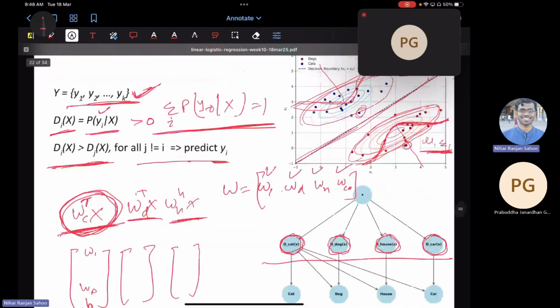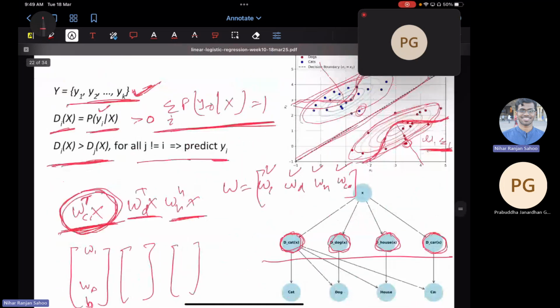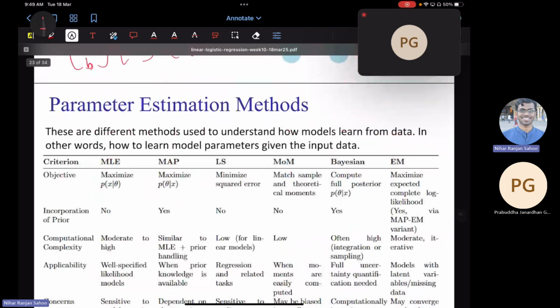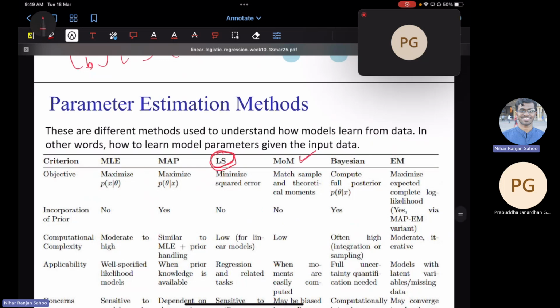Now the task is how do we learn these parameters, the W or mu or sigma, whatever parameters are involved, right? There are different parameter estimation methods. Yesterday we discussed one of these, that is least square regression. We're not going to discuss MOM or Bayesian or EM as part of discriminative methods. We only discuss MLE and MAP. Least square we have already discussed. These three will be our focus till the end of your semester.